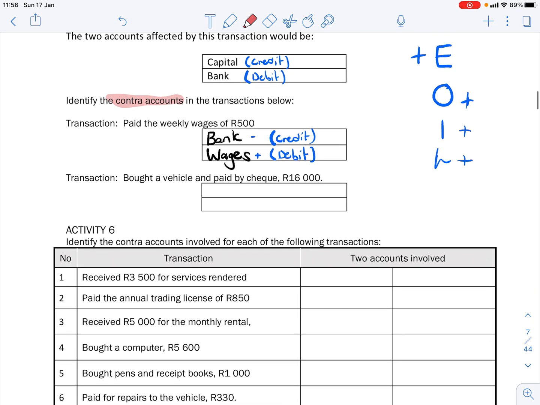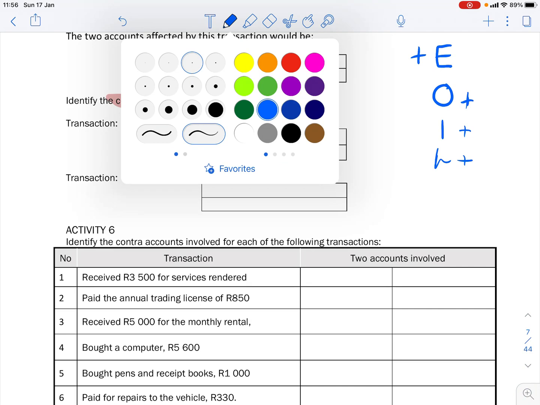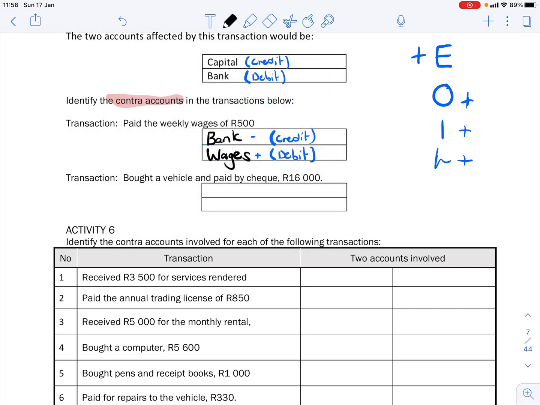Now, if we look at the next one, we buy a vehicle and pay by check. If we are buying something, we are generally using our bank account, money from our bank. And what are we buying? We are buying a vehicle. This check is an old transaction. Remember, we're using bank statements. The two accounts involved are bank and vehicles.